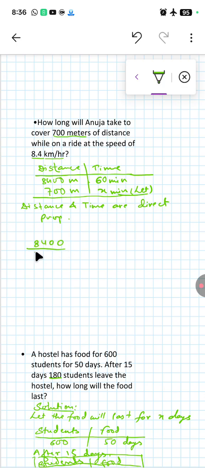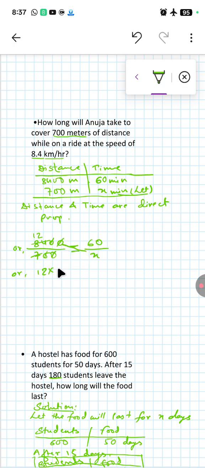8400 upon 700 will be equal to 60 upon x. So as a result, what do we get? Let us see. The 0s on top and bottom cut. 7 1s are 7, 7 2s are 14. Now, beyond the equal to sign, we can reduce the upper part also. 60 will come down and it is going to be divided. So 12 5s are 60, or we can do it like this, cross multiplication.